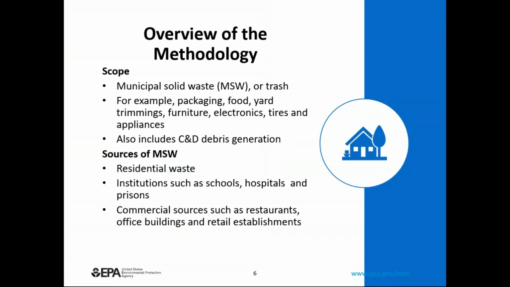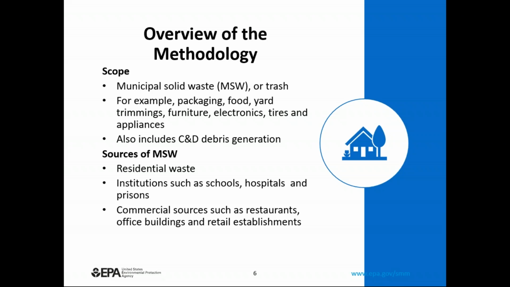Okay, so before we jump into all the data, I want to step back and provide you with an overview of MSW methodology and how we calculate the figures for Facts and Figures. The scope of MSW methodology is, of course, MSW, which is comprised of items that consumers like you typically throw away in your trash. Think about packaging, food, yard trimmings, furniture, electronics, tires, and appliances. That is basically the universe of what we calculate in Facts and Figures MSW.